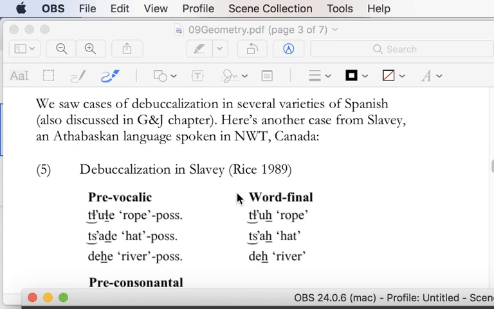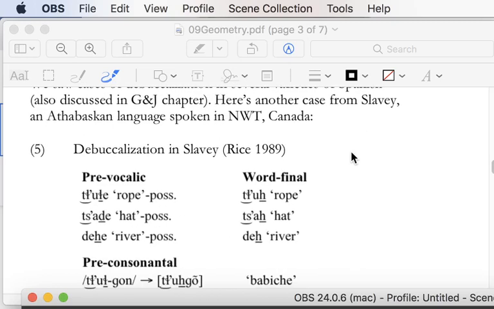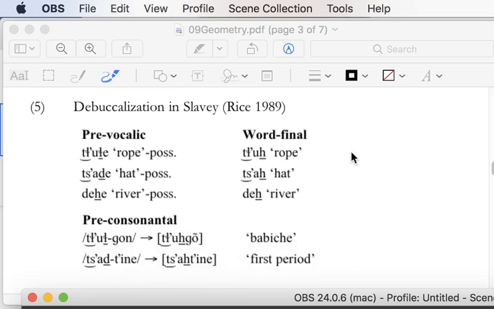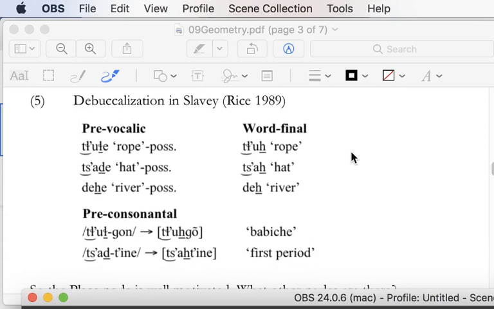And here's another case of debuccalization from a completely different language family, from Athabascan, which is indigenous languages of the northwestern United States and most of Canada. So this is from the Northwest Territories of Canada. It's a language called Slavey. And here are some examples of how debuccalization works in Slavey. What you have here are the same stems in prevocalic position and in word final position over here.